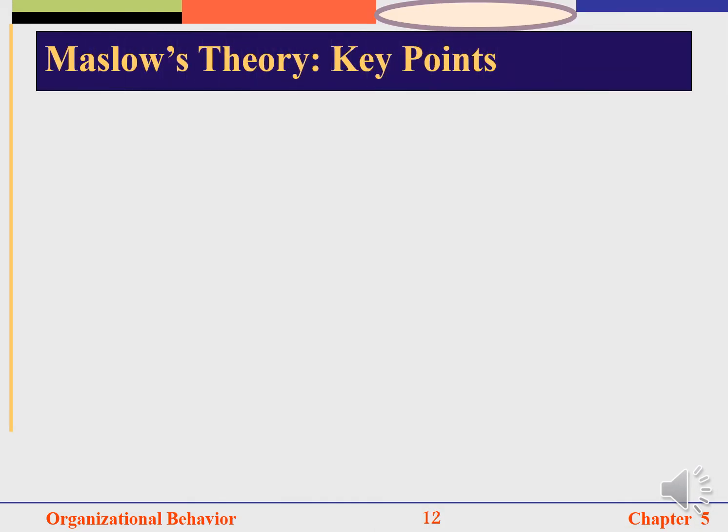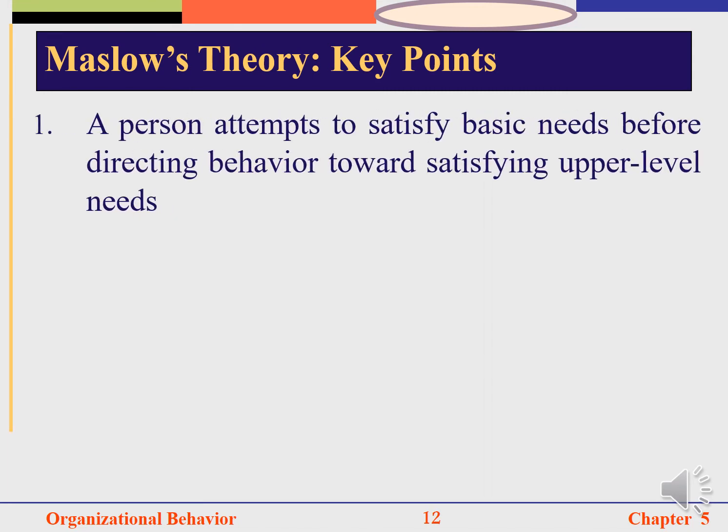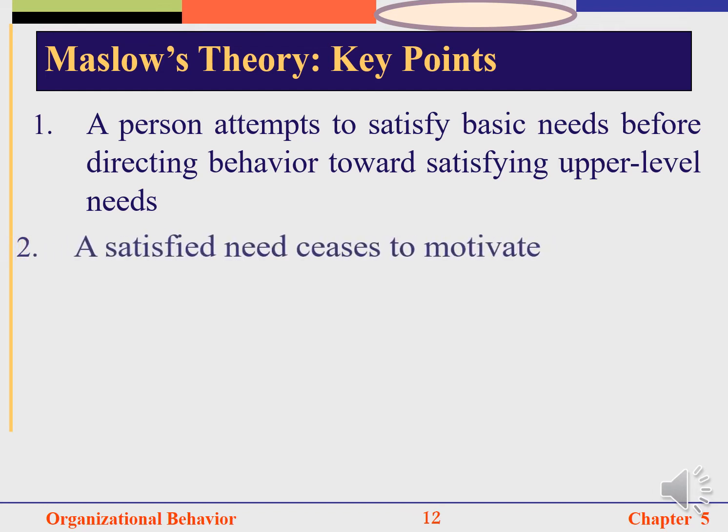There are many key points in Maslow's theory. The first point is, a person attempts to satisfy the basic needs before directing behavior towards satisfying the upper level needs. What are the basic needs and what are the upper level needs? The basic needs are the first 2 levels, the physiological and the safety and security. This is called the basic needs. Okay, the upper needs starts from the social needs, self-esteem and self-actualization. So we have 2 basic needs and 3 upper level needs: the social needs, self-esteem and self-actualization.